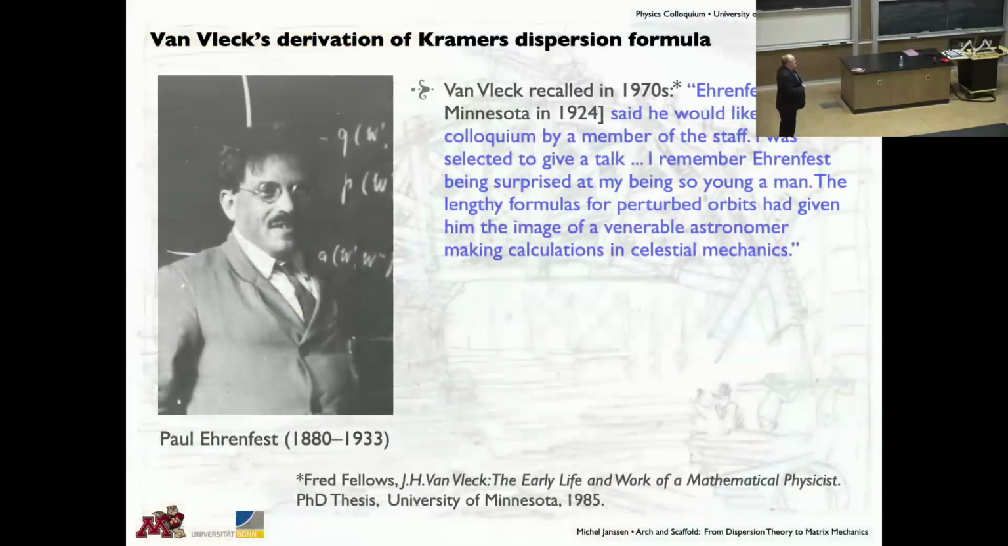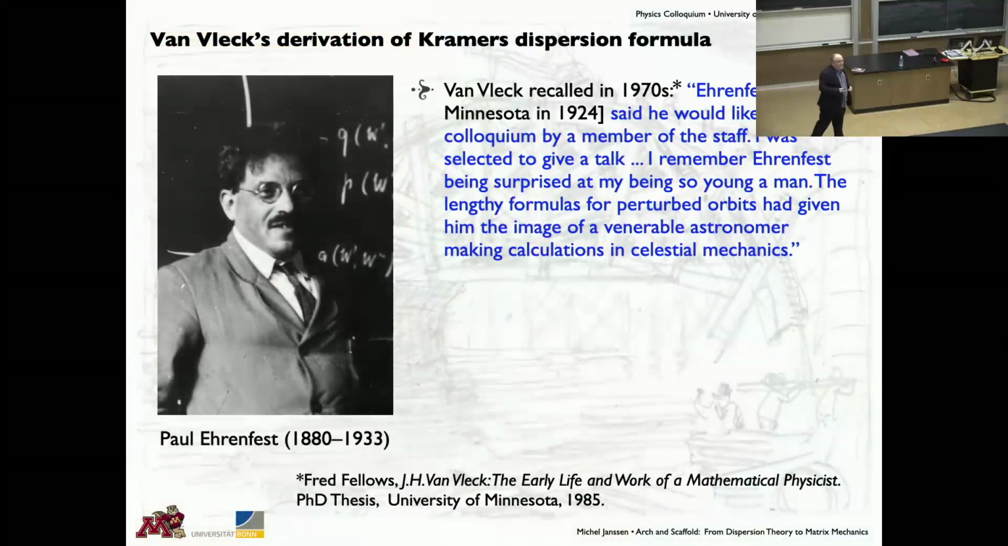Anyways, so now Van Vleck recalled later that he actually gave a talk in Minnesota while Ehrenfest was visiting. Ehrenfest wanted some faculty member to give a talk while he was there. And so then I'll read you the last part of the quote. He says, "I remember Ehrenfest being surprised at my being so young a man. The lengthy formulas for perturbed orbits had given him the image of a venerable astronomer making calculations in celestial mechanics."